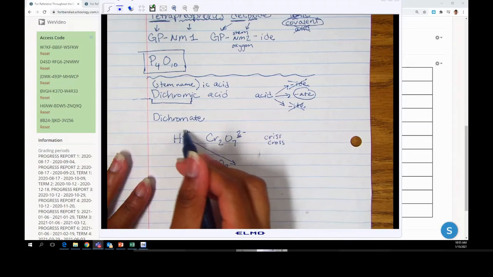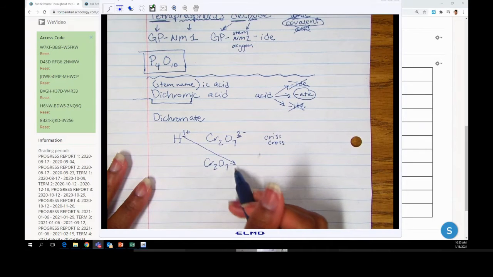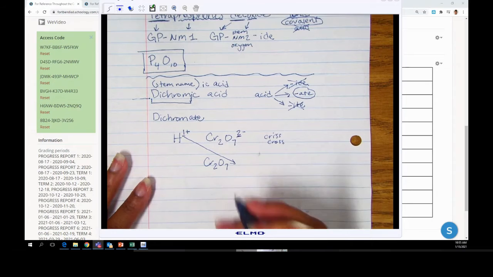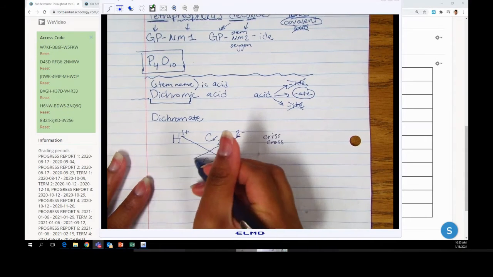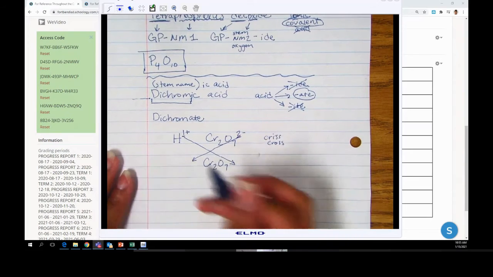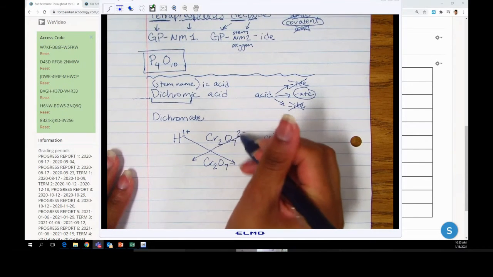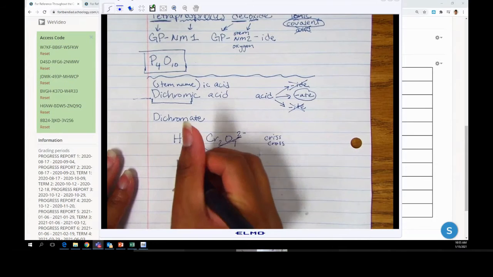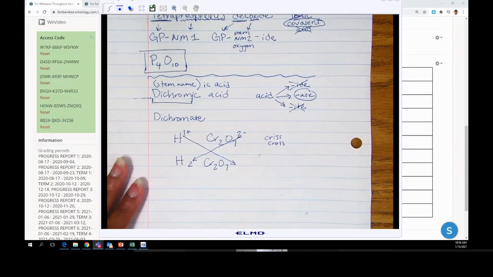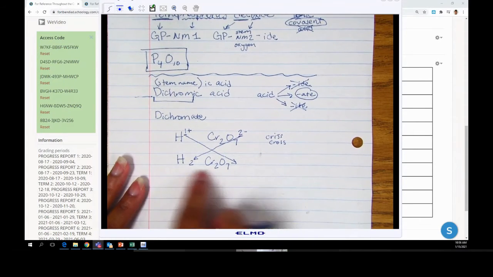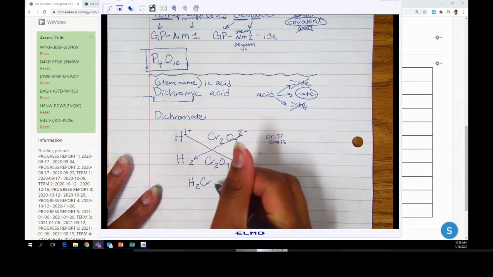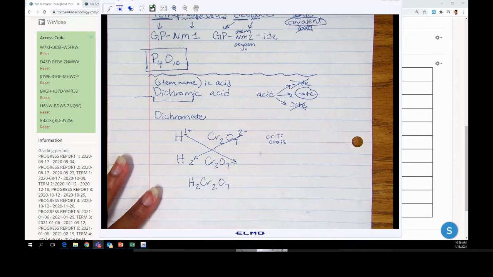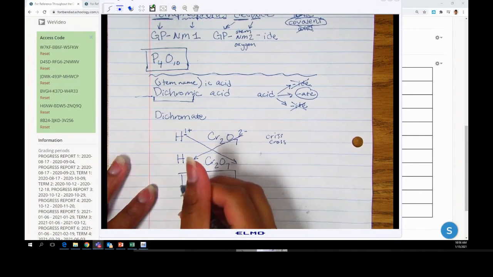And you can see that because it's a 1, I'm not going to have to write the subscript, so no need for parentheses or anything. And then I'm going to crisscross my 2, the subscript 2, or excuse me, the charge, the magnitude of the charge on the anion, down to become the subscript on my cation. I'm just going to bring this all together to rewrite it a little bit clearer. H2Cr2O7. So this is the formula for my dichromic acid.